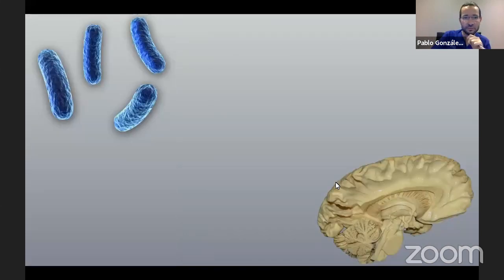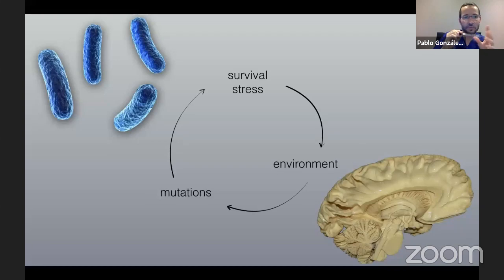But how did it happen? How did we go from a very, very simple central nervous system, like the ones the bacteria are having, to our very complex central nervous system? It's because of three very important factors. Mutations, which is a key part of the evolution, the survival stress, which is something intrinsic to all the beings, and finally the environment. The environment is very important because it's regulating both the mutations and the survival stress.